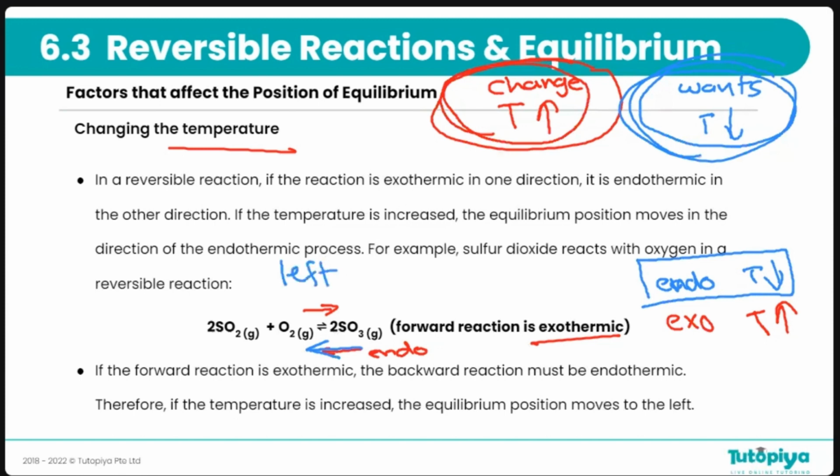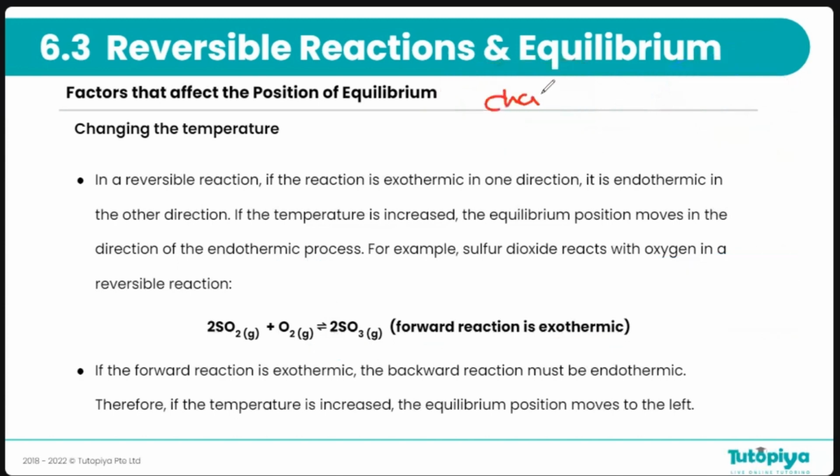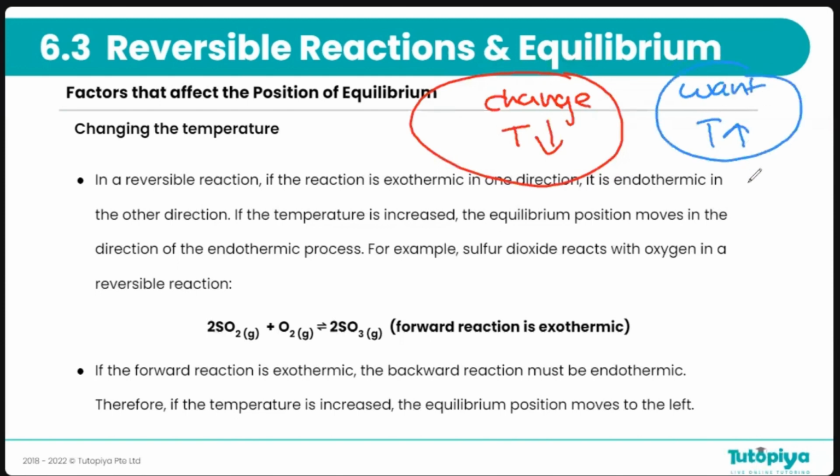What if it was the other way around? What if the change was temperature decreasing? When the change is temperature decreasing, then the system will want to increase the temperature. Temperature can be increased by promoting the exothermic reaction. In this example, the exothermic reaction is the forward reaction. So the forward rate of reaction must increase. Therefore, equilibrium must shift to the right.